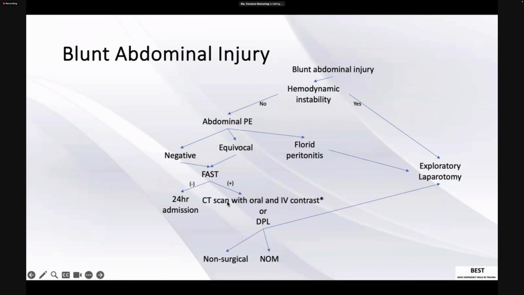For your blunt abdominal injury, we want to again use hemodynamic instability. Kung unstable, you do your exploratory laparotomy. Kung blunt, mas mataas kasi yung threshold natin na i-work up muna based on abdominal PE. Kasi konti lang ang nagpe-present with florid peritonitis agad. So we can either do FAST. If positive, you can proceed with your CT scan or DPL. Kung negative, pwede mo lang siyang bantayan for 24 hours. Meaning abdominal PE, and your workup.